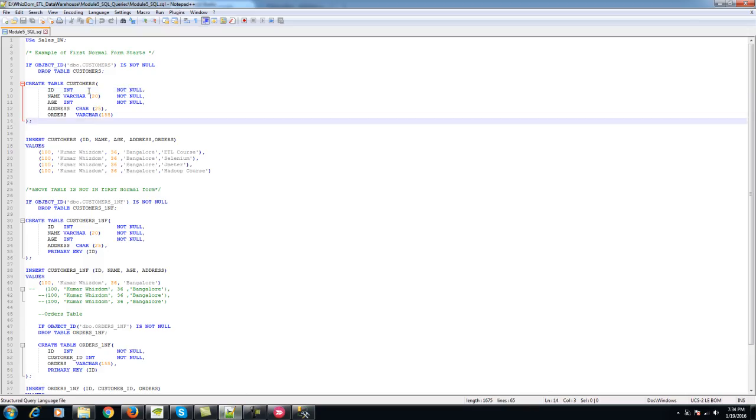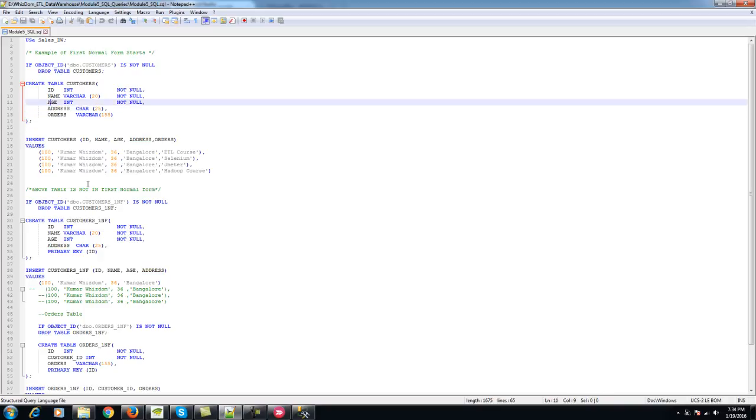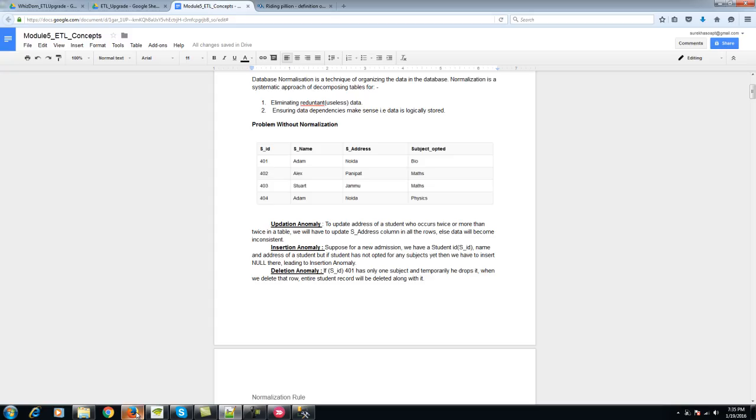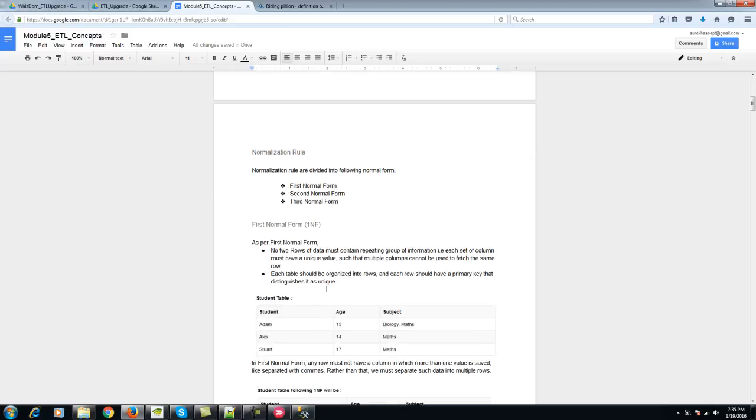We have a query available here. You can see what courses he has ordered, what his address is, and the age and the phone number. Since this table is not in a normal form, the very first thing I would like to see is how I can make this table at least into the first normal form. What is the first normal form? In the first normal form, no two rows of the data must contain a repeating group of information.